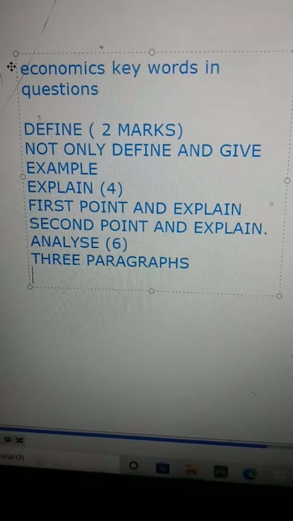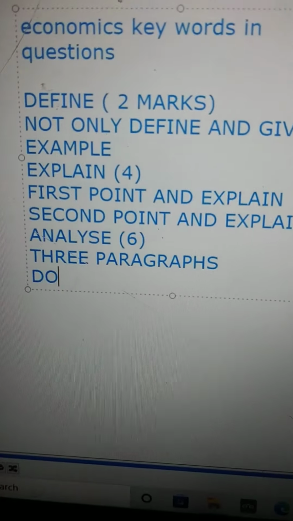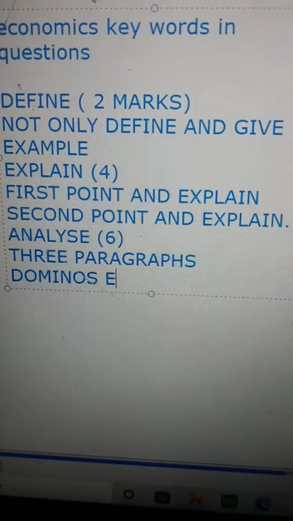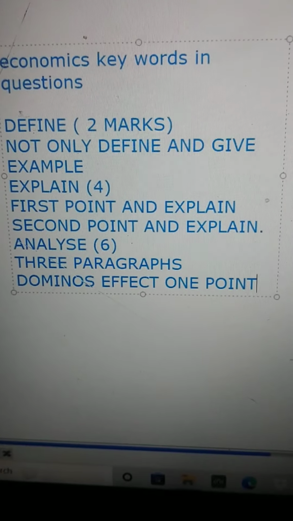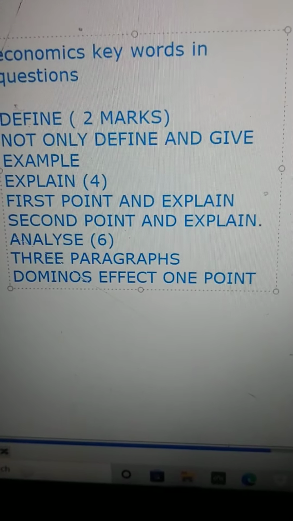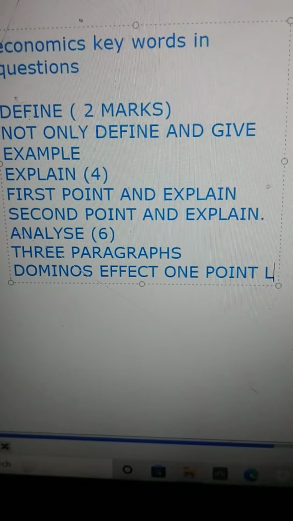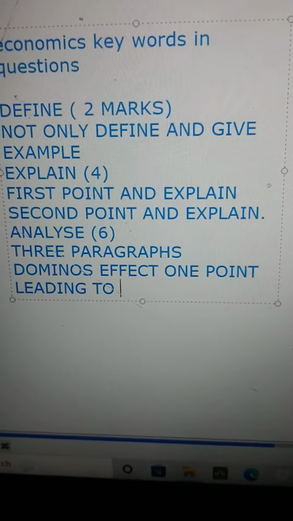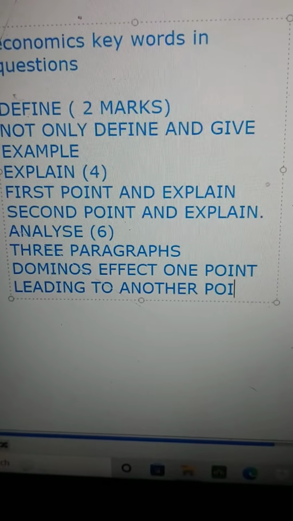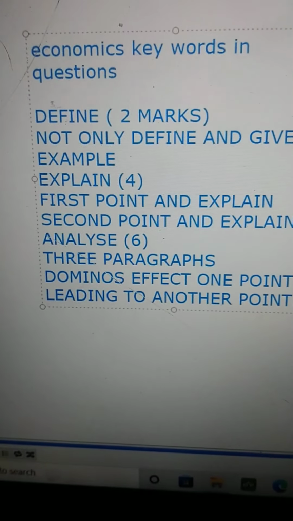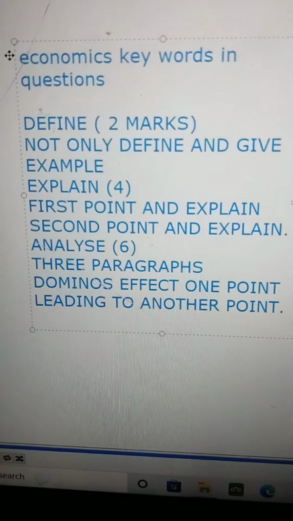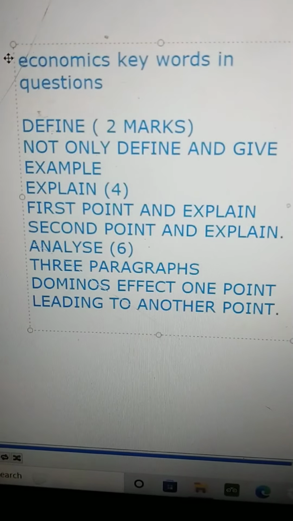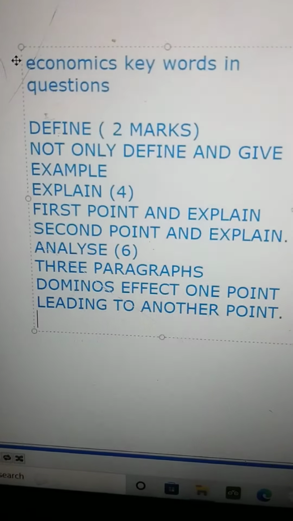And then I tell all my students that there should be a dominoes effect. It means that one point leads to another point. That is very important. You have to link the points together. The dominoes effect means one point leading to another point. This is basically analyze.